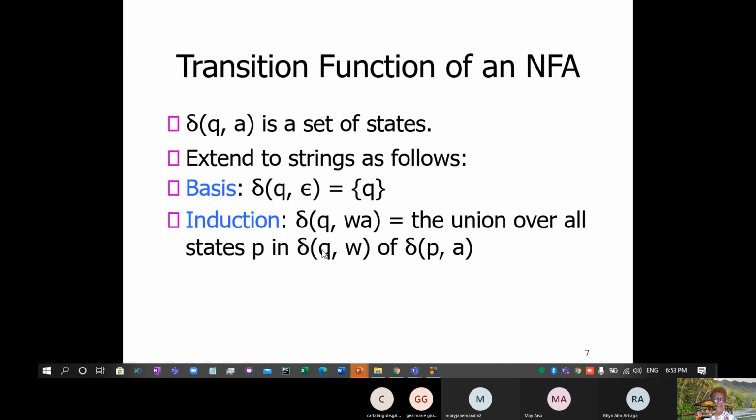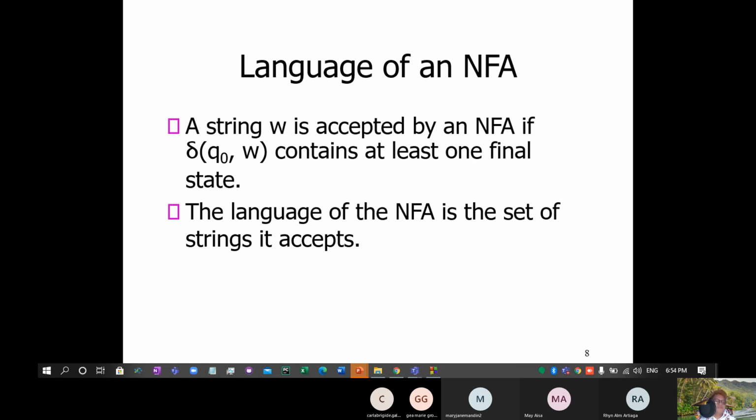So induction: delta of Q comma WA is the union over all states P in delta of Q comma W, of delta of P comma A. Lisod kayo sabton kung dili nimo makita sa automata mismo. Okay. So language of an NFA, a string W is accepted by an NFA if delta of Q0 comma W contains at least one final state. So dapat naay final state.